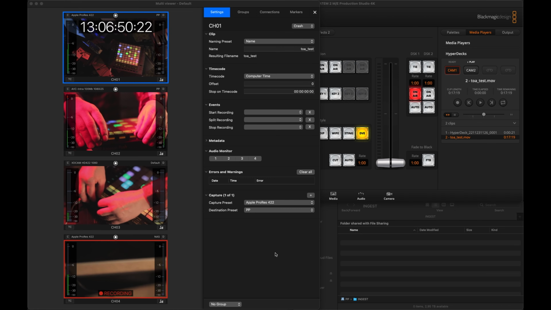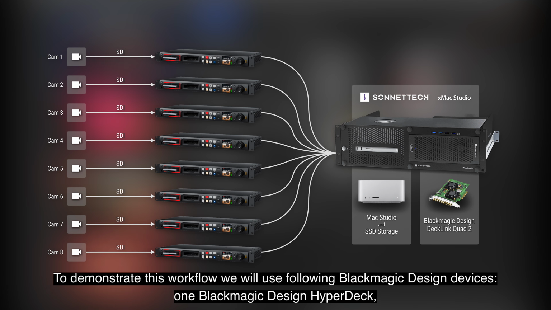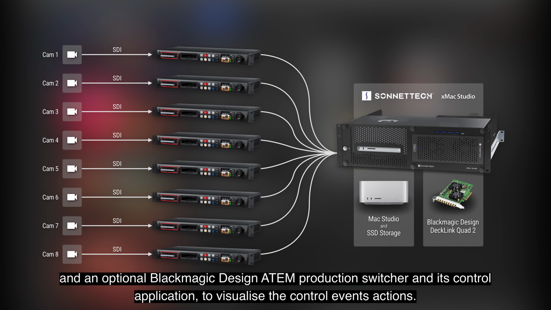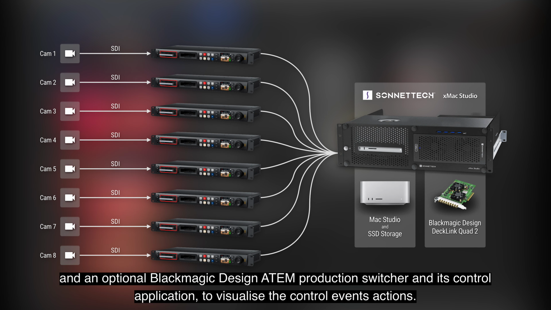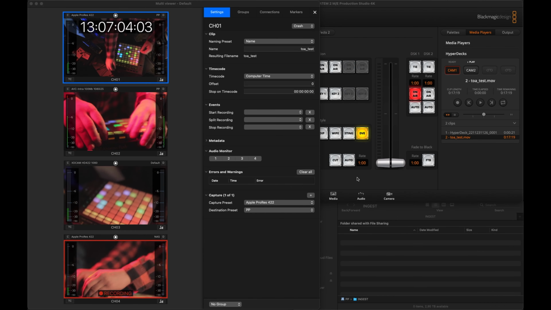Just-in Linux. To demonstrate this workflow, we will use the following Blackmagic Design devices: one Blackmagic Design HyperDeck and an optional Blackmagic Design Atom production switcher in this control application to visualize the control event's actions.